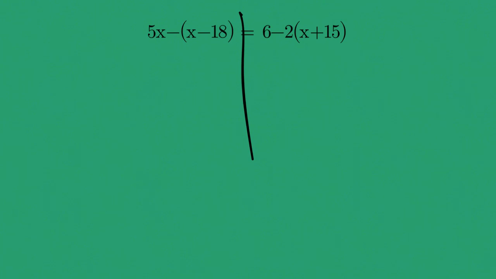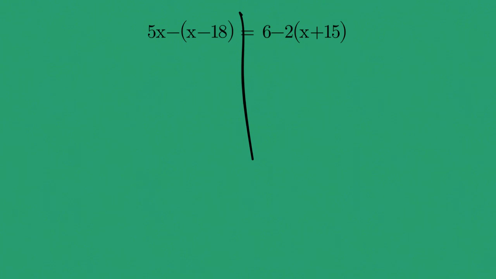Guys, is there distribution here? How many? Two distributions. Two sets of parentheses. Both of them have multipliers in front, so let's take care of that.